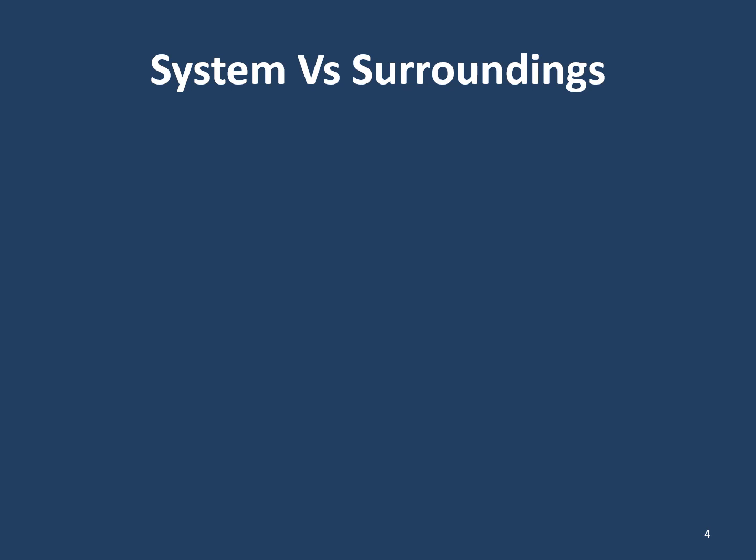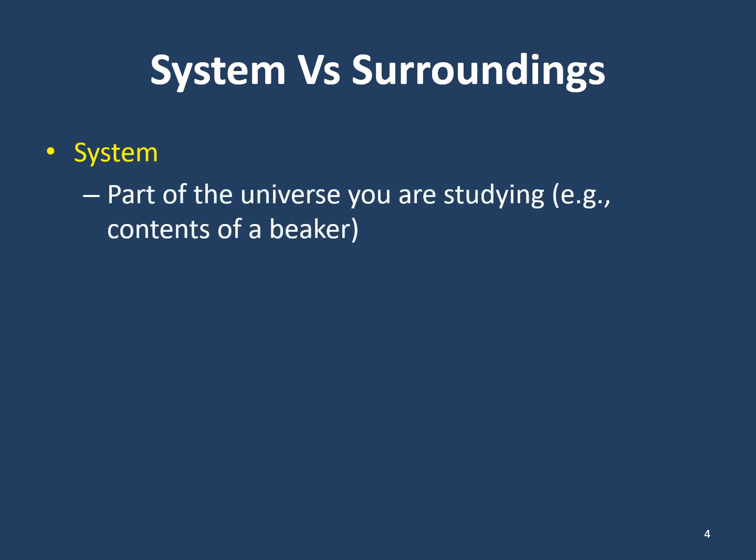Okay, so let's talk about where energy goes to and from, right? System and surroundings are two very important aspects of chemistry and really the study of thermodynamics that we need to understand. System is really just the part of the universe we are studying, for instance, the contents of a beaker or a reaction. It's the thing we're interested in.